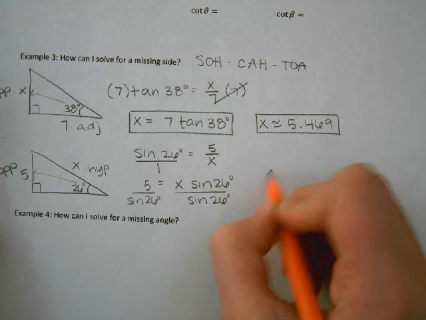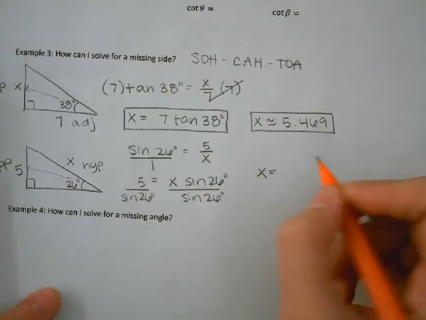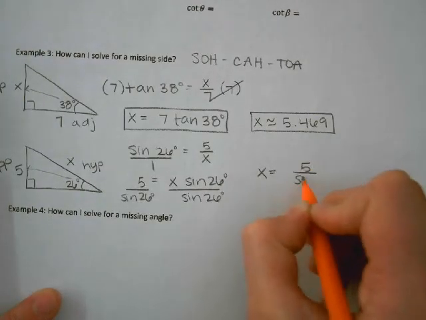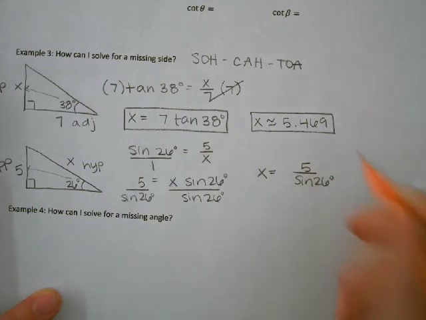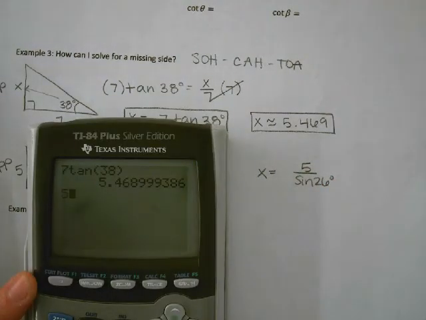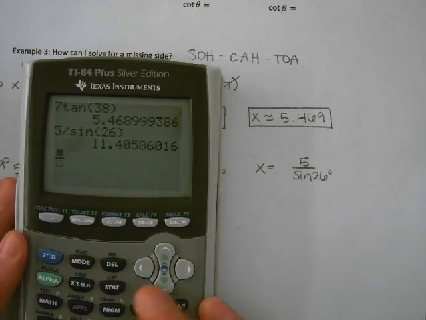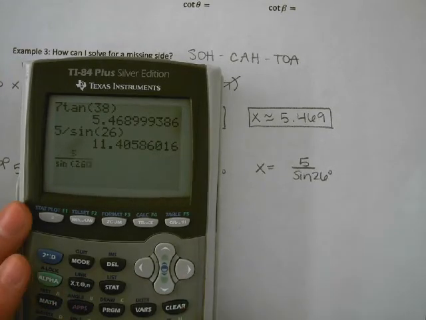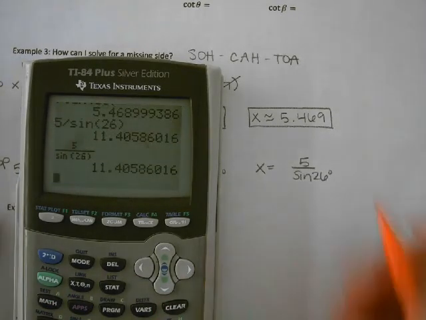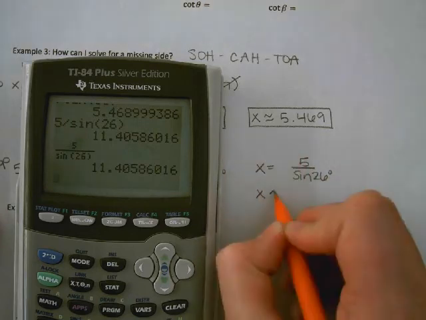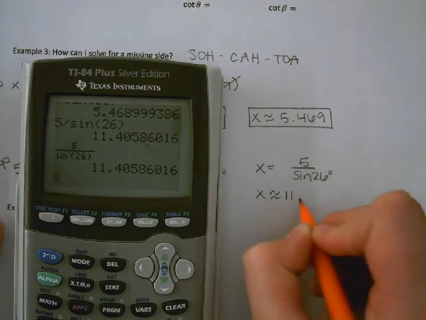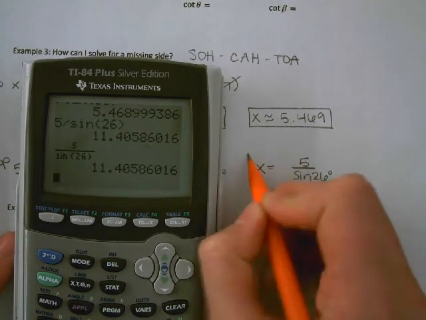So my exact answer would be x equals 5 over sine 26. And then for my approximate answer, I can do 5 divided by sine of 26. And you can type it in like that, or you can type it in as a fraction. Either way, you're going to get the same answer. So that side length is approximately 11.406.